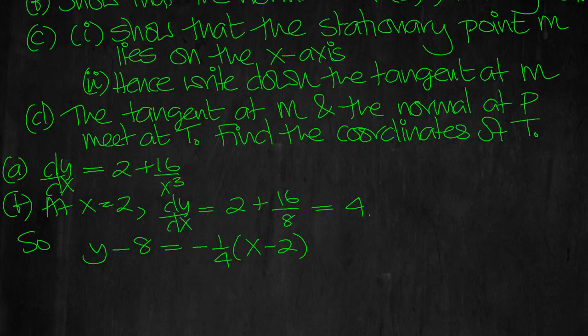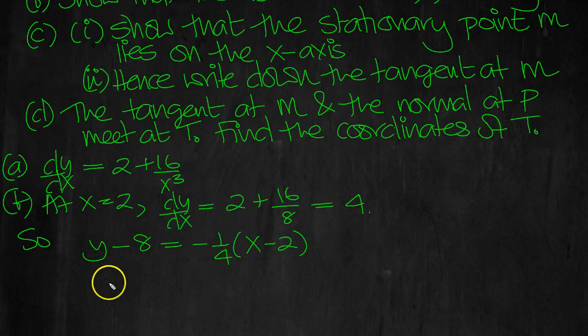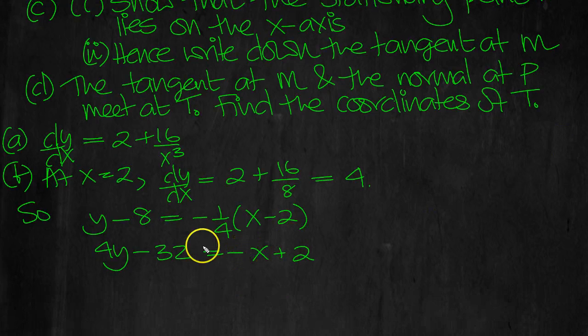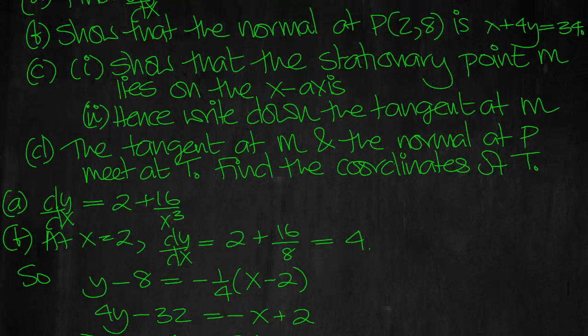Okay, so let's move the 4 up then. So 4y minus 32 is equal to minus x, run the minus through, and then plus 2, isn't it? So what have we got? We want to move the x over: x plus 4y, so move that over there, leave the 4y as is, move the 32 over to get 34. That's what we wanted to show here.